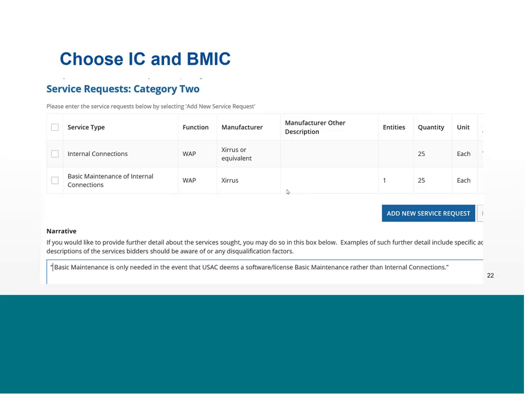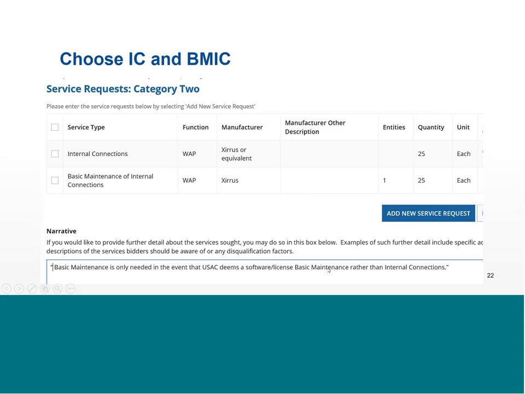And you don't really realize until it's too late that it's considered basic maintenance and not internal connections. So what I've been telling applicants to do for this upcoming funding year, and this applies to anyone, is that if you're going out to bid for internal connections, on your 470 you can select multiple service types, and I would select internal connections and basic maintenance, so that if you end up getting one of these line items in your solution that USAC thinks is basic maintenance, you're covered and you have the 470 to back it up. I just tell everyone, if you are going out for internal connections, select IC and BMIC on your 470. And then you'll see down here in the narrative, I wrote out an example that you can put that says basic maintenance is only needed in the event that USAC deems a software license basic maintenance rather than internal connections.